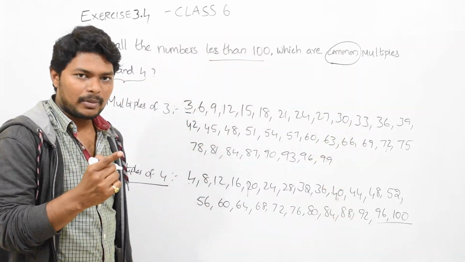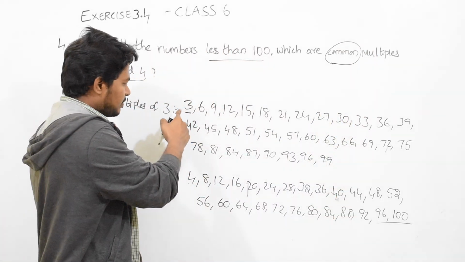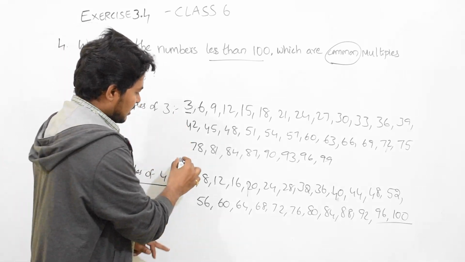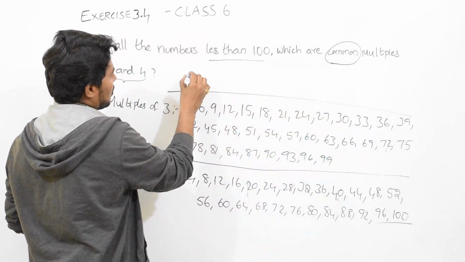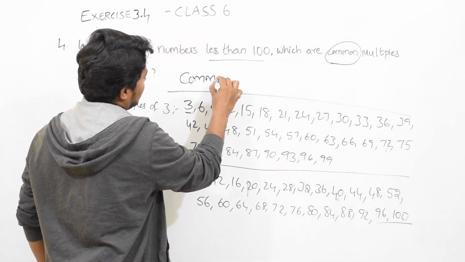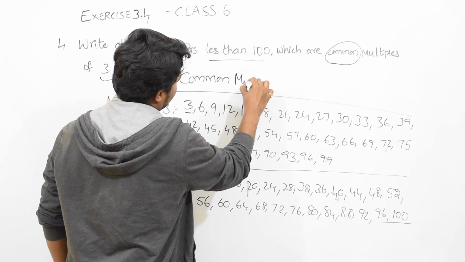Now, they asked for the common multiple. Common means we should identify the number which is present both here and here. I am putting a line. So, I will write common multiple.